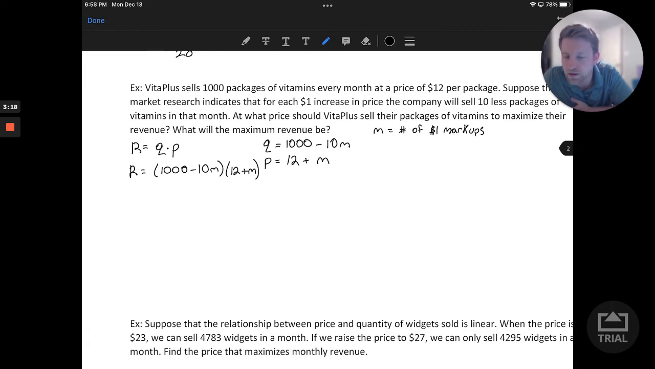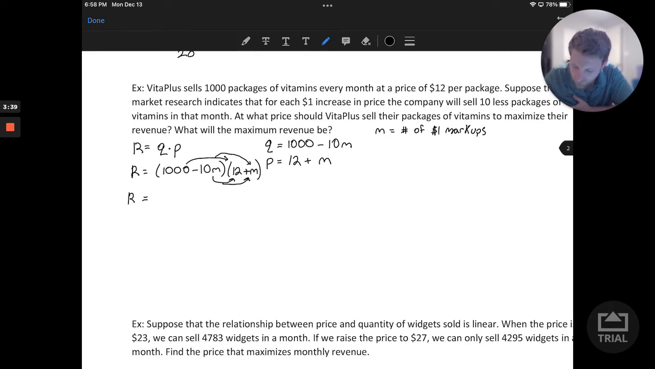And now we can consider multiplying this out, seeing what this revenue is in terms of markups. So go ahead and take a look at our multiplication process here. There are 4 products here, back to some algebra. So we'll have 1,000 times 12 give us 12,000, plus 1,000m, minus 120m, and then negative 10m squared.